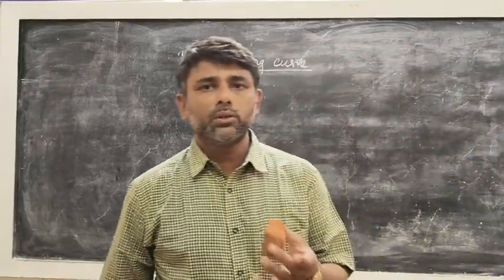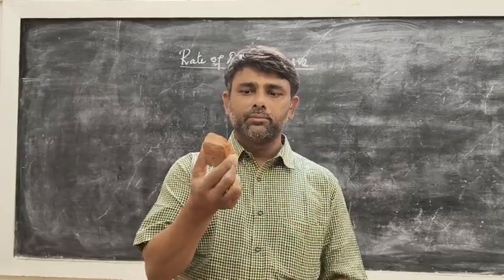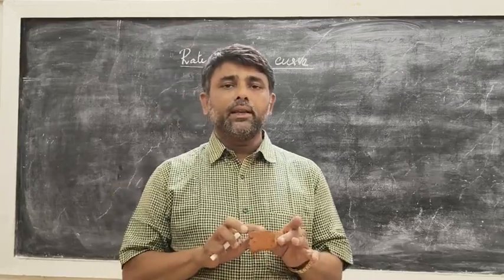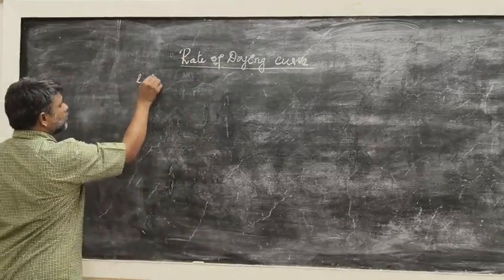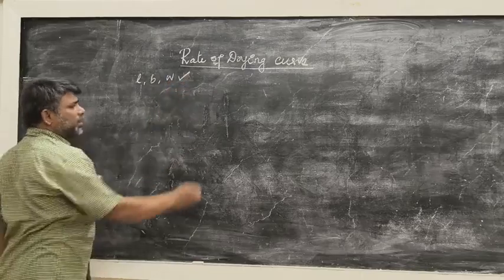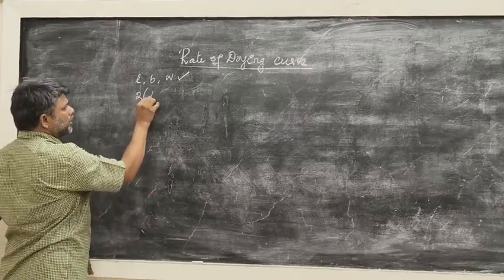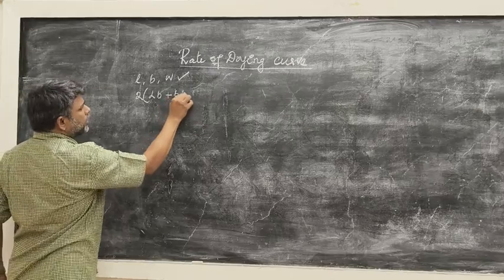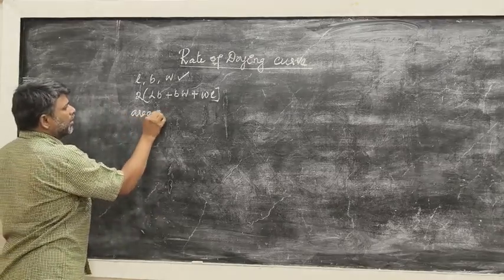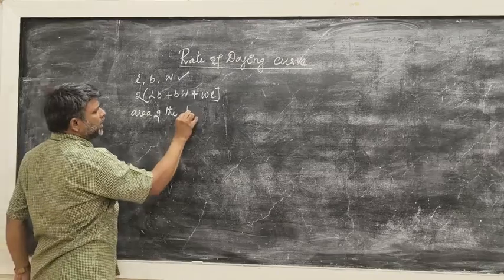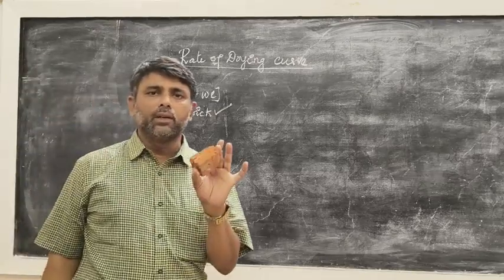Take a known shaped, definite shaped solid brick. This is called a mud brick. Its size is known: length, breadth, width. Three parameters are known, so it is easy to find the area, that means 2 times L into B plus B into W plus W into L. So the area of the brick is known. That means the exposed area to the atmosphere is known.